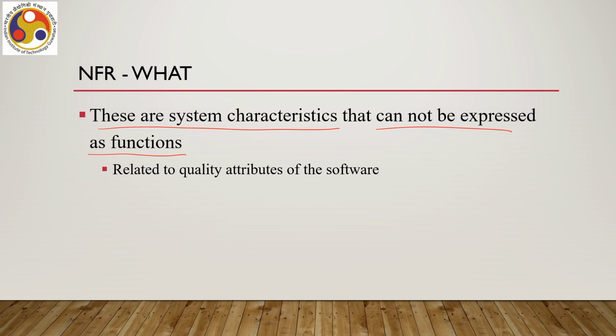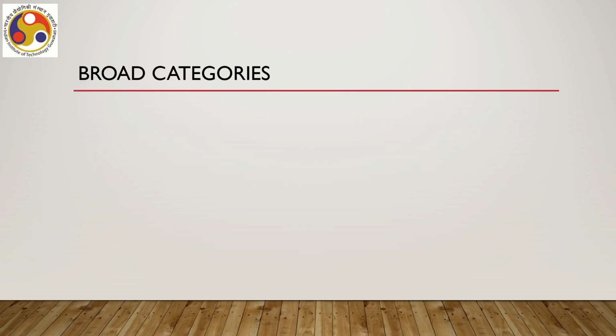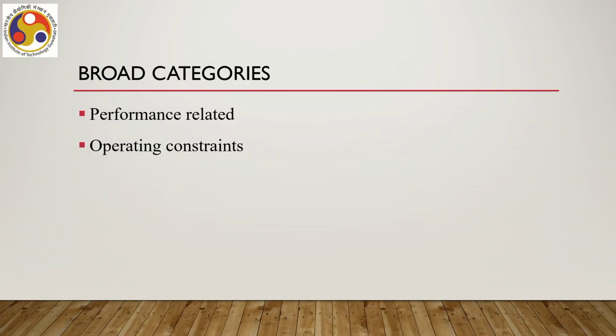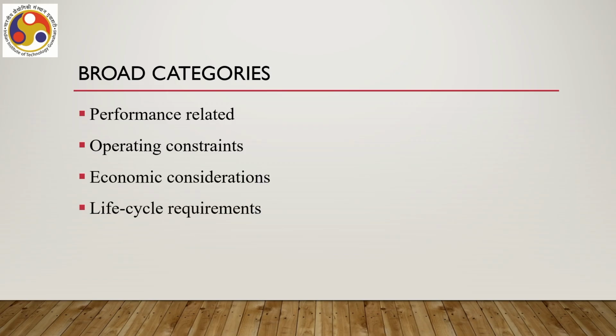As opposed to that, when we are talking of usability requirements, these are system characteristics along with many other such characteristics which cannot be expressed in terms of functions. They are typically related to quality attributes of the software. Now, there are several categories of such non-functional requirements, such as performance related non-functional requirements, operating constraints, economic considerations, life cycle requirements, as well as interface issues. Now, our interest lies in this last category, interface issues.